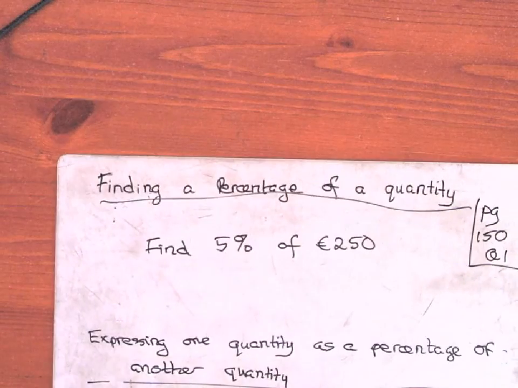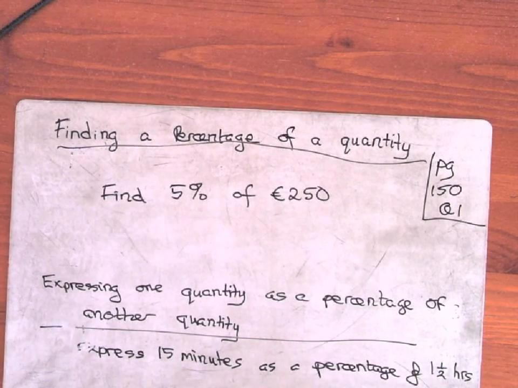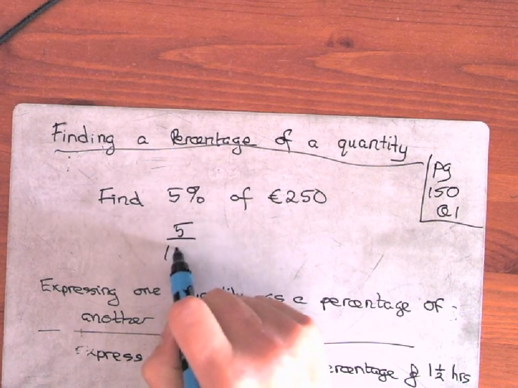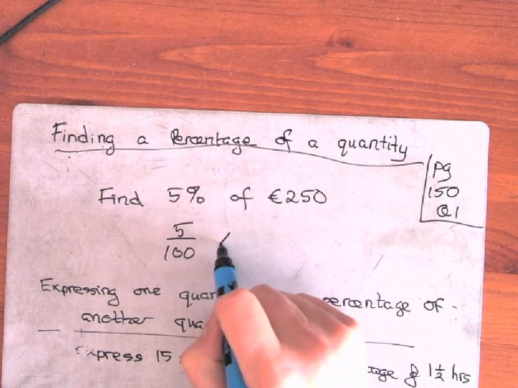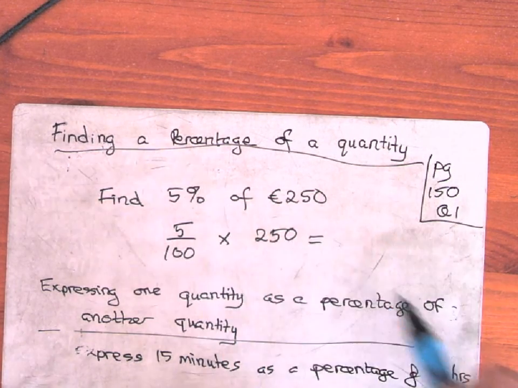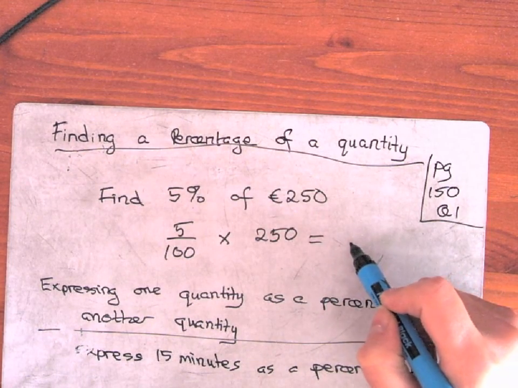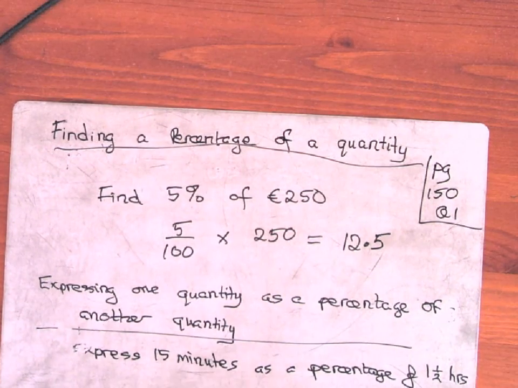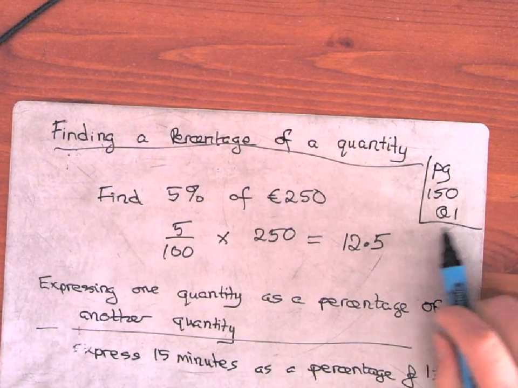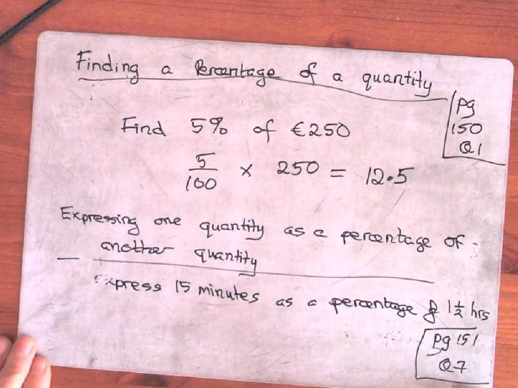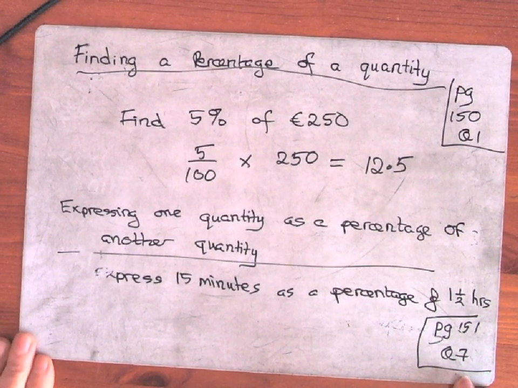Finding a percentage of a given quantity. If you want to find 5% of 250, 5% means 5 out of 100. Of is the multiply sign, so 250 into the calculator and press equals, and that will be 12.5. Page 150, question 1 are all like that. Go practice them.